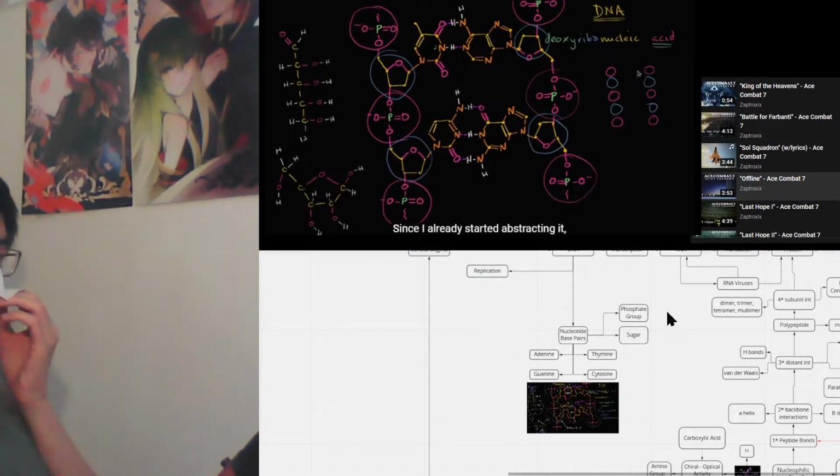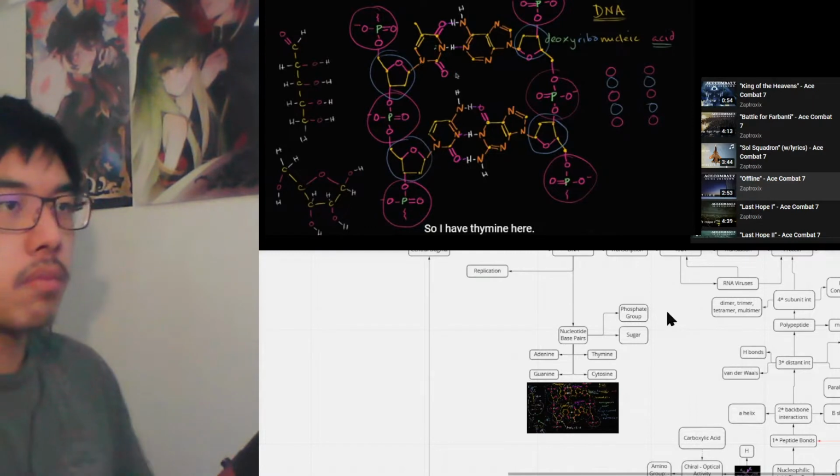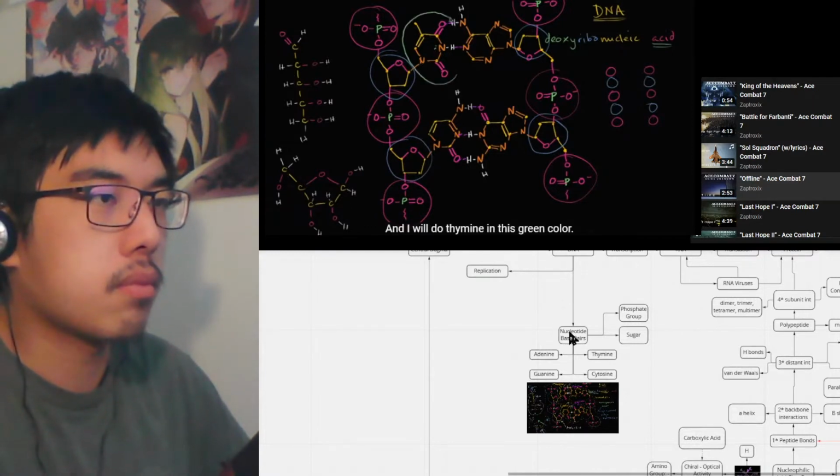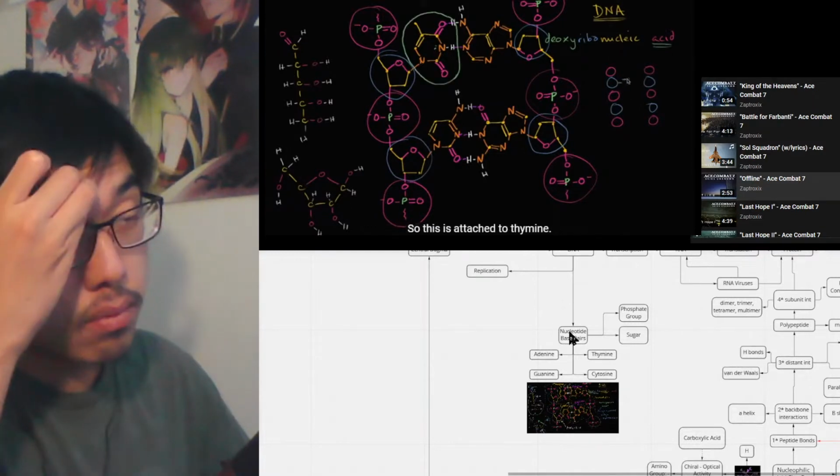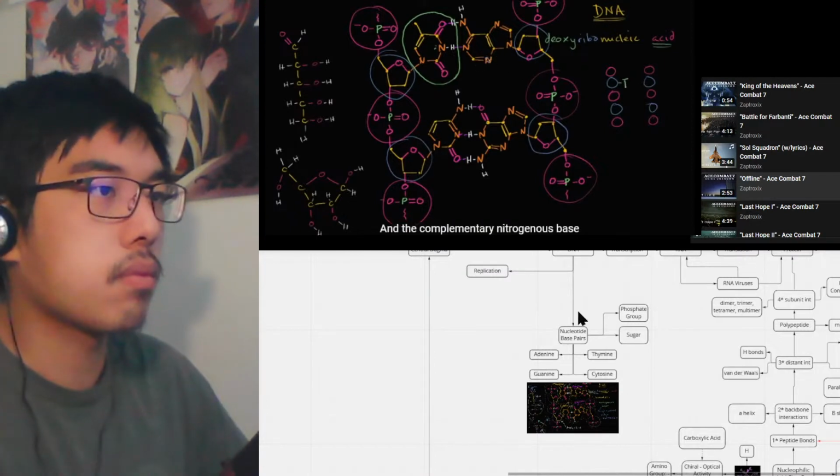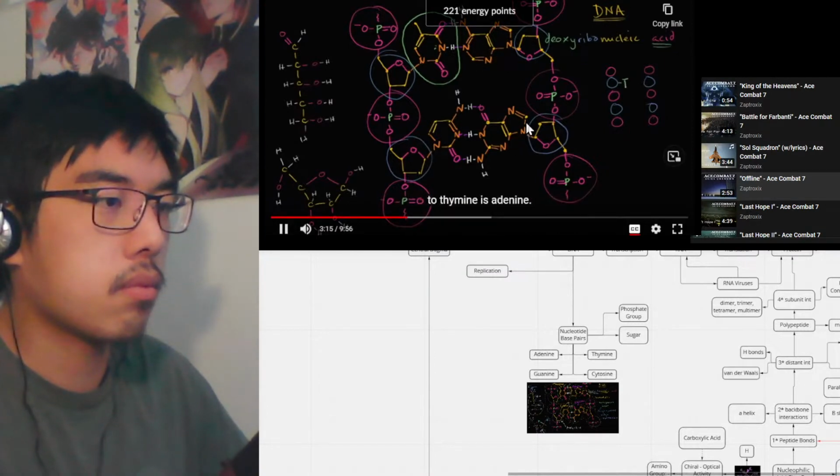But since I already started abstracting it, let's abstract it further. So let's draw the nitrogenous bases a little bit. I have thymine here, and I will do thymine in this green color. So this right over there is thymine. This is attached to thymine, and the complementary nitrogenous base to thymine is adenine.